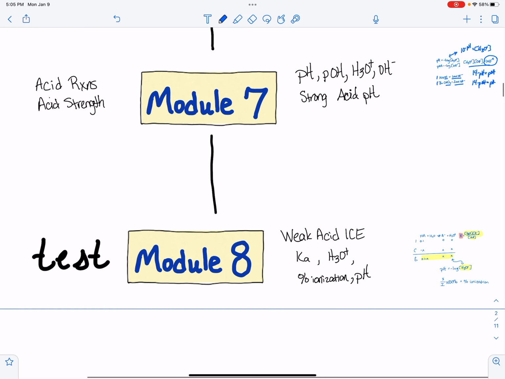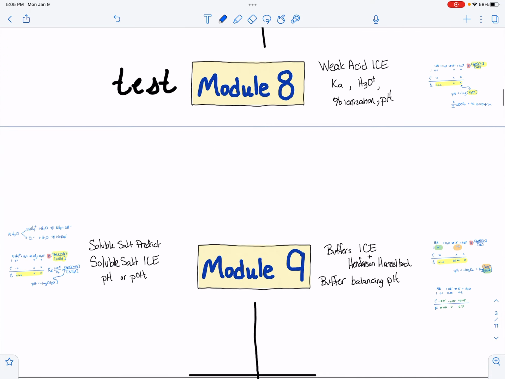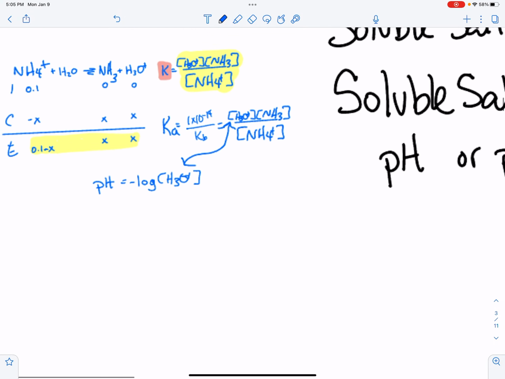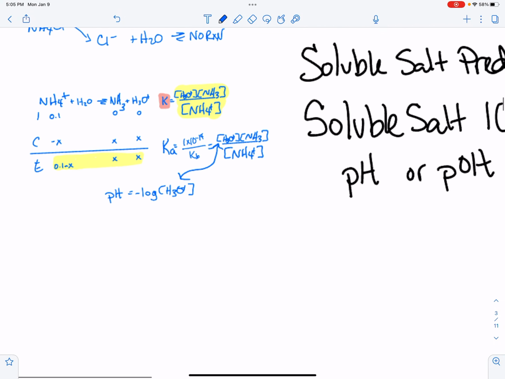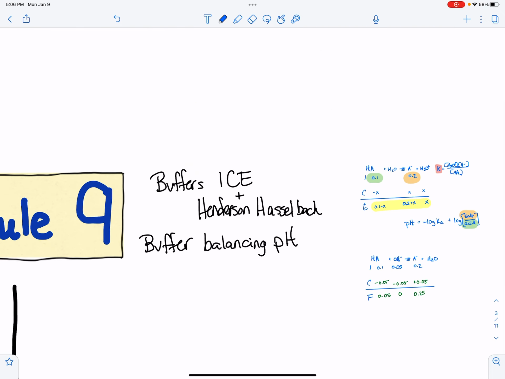Right in here, pH equals negative log of H3O+. Right in here at the bottom, pH equals negative log of H3O+. And those are shortened examples. It also has the pOH in there too. Over here, there's a different equation. This is not the same one, so this one section doesn't use it.